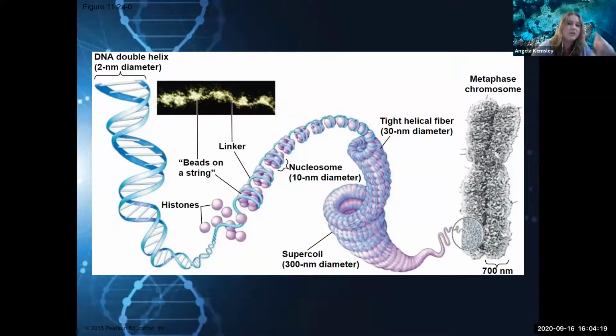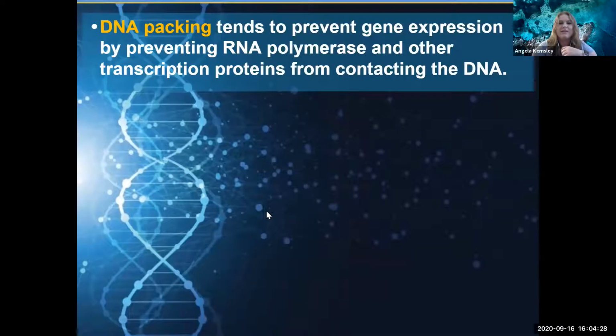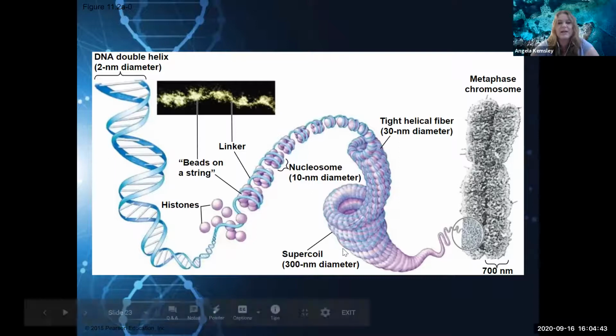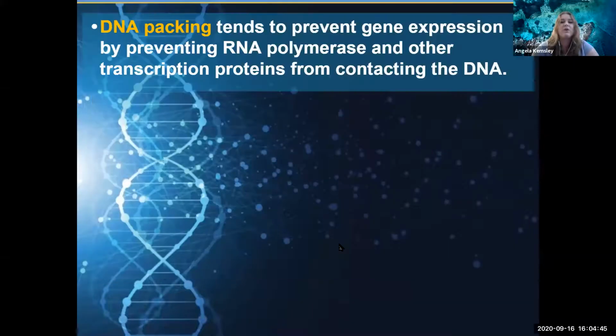Now notice we're not changing the sequence of DNA, the A's and the T's and the C's and the G's. We're just changing how that DNA is packed. But that is going to play a role in gene expression, because DNA packing actually tends to prevent gene expression. If you look at this picture, it's all coiled up here, then it gets packed even tighter down here. And so that packing can actually prevent the RNA polymerase and other transcription proteins from contacting the DNA.